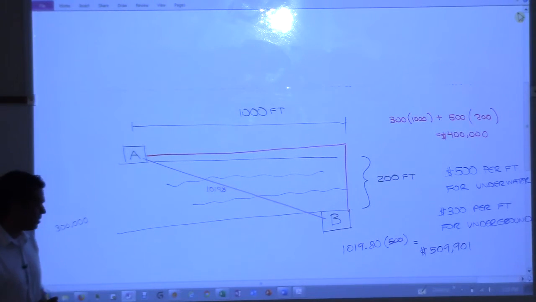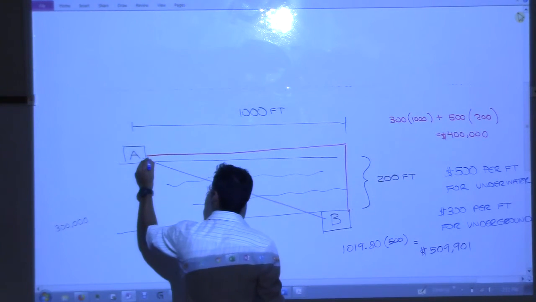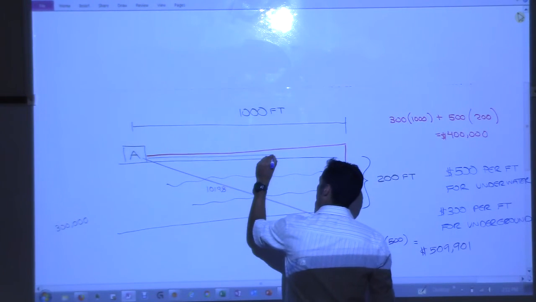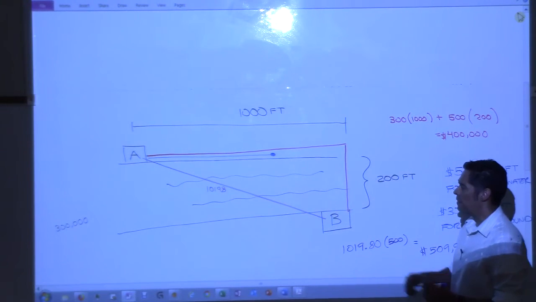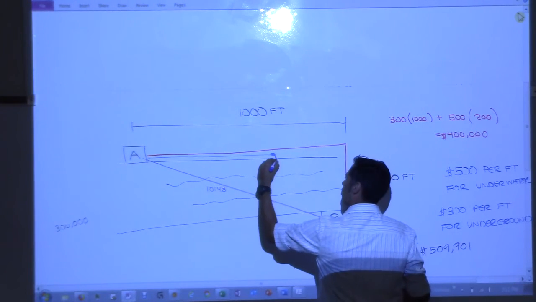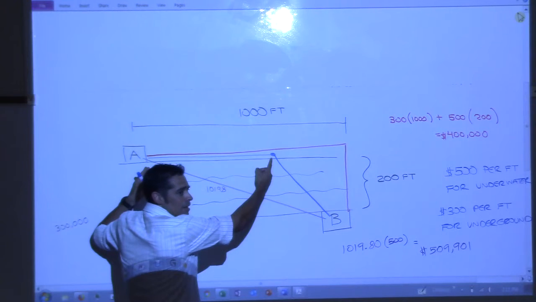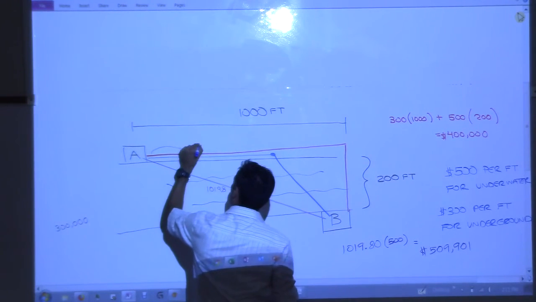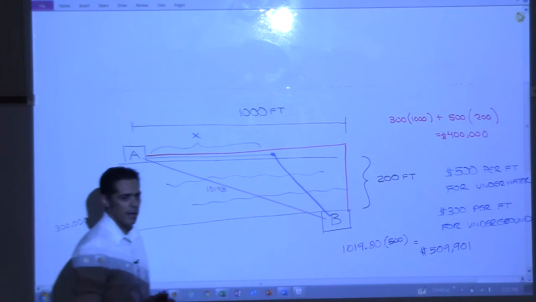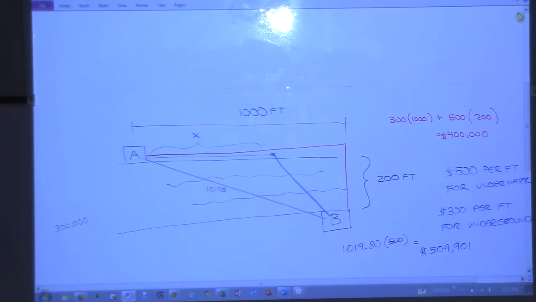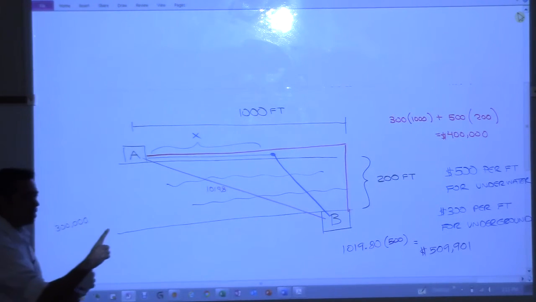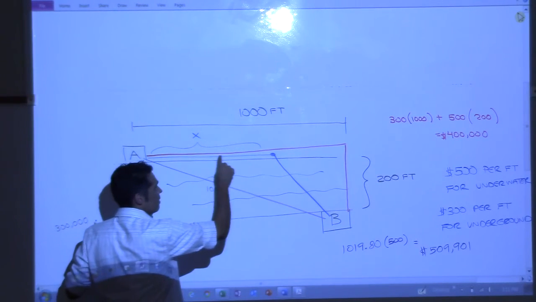So let me help guide us through this. Let me get blue here. The other middle-of-the-road idea would be, let's go down a certain distance, and then from there, let's cut across straight to B. Now, how far I actually go down, I don't know, right? So let's call that X. Hang tight. If that's X, then so far my cost is going to be what?